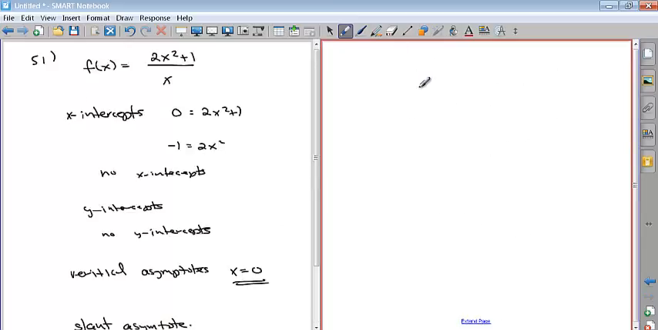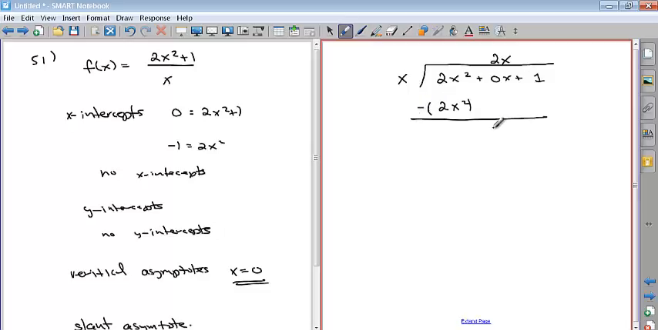So what you do is use long division and rewrite this. You're going to have 2x squared plus 0x plus 1 divided by x. How many times do I have to multiply x to get 2x squared? The answer would be 2x. So you take 2x times x, you get 2x squared. We're subtracting that, so that goes to 0. Then you bring down 0x, and how many times do you multiply x to get 0x? The answer is 0. And then you just bring that down.